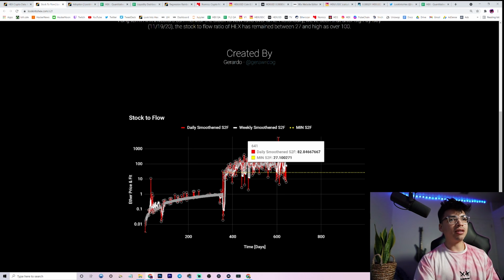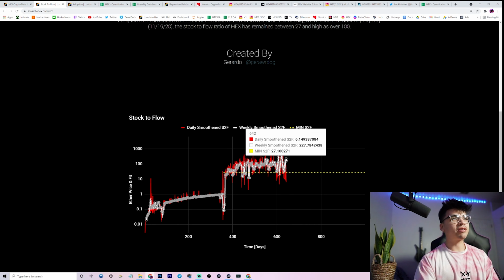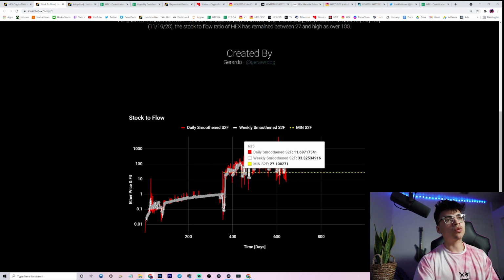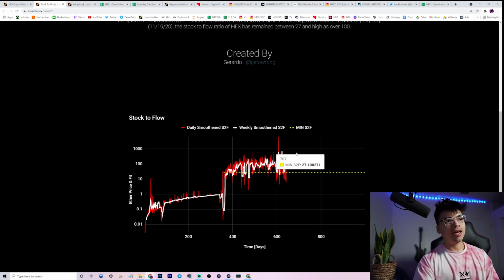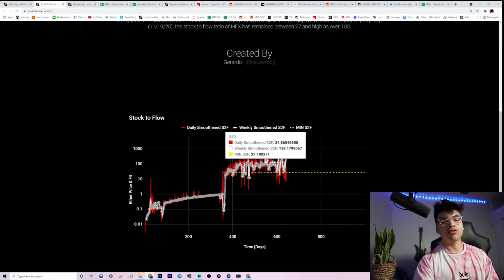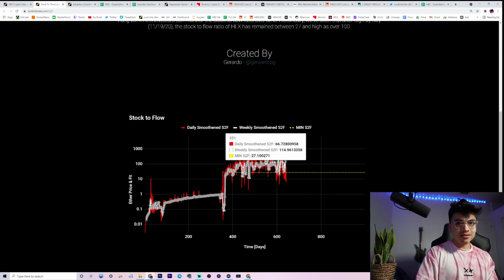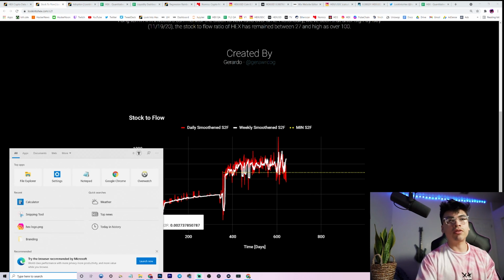And you can see that our weekly smoothened stock to flow has gotten to the level of about 227. So yeah, this is ranging between about this 27 level and above, even above 100, right? We have these spikes to like the 200 level, which says that the market cap of HEX should trend towards $100 trillion. This is due to the cross asset stock to flow model.